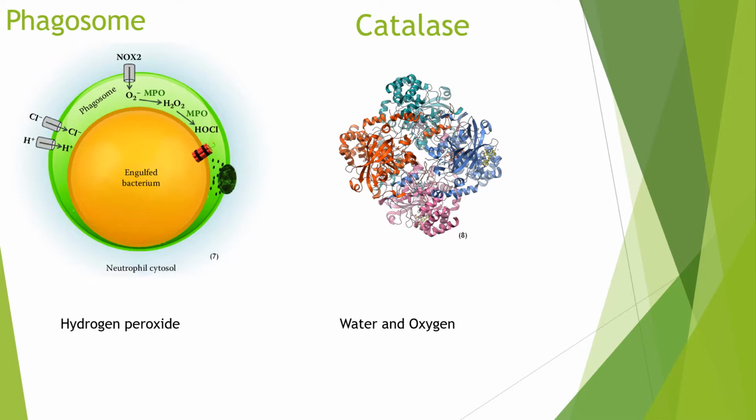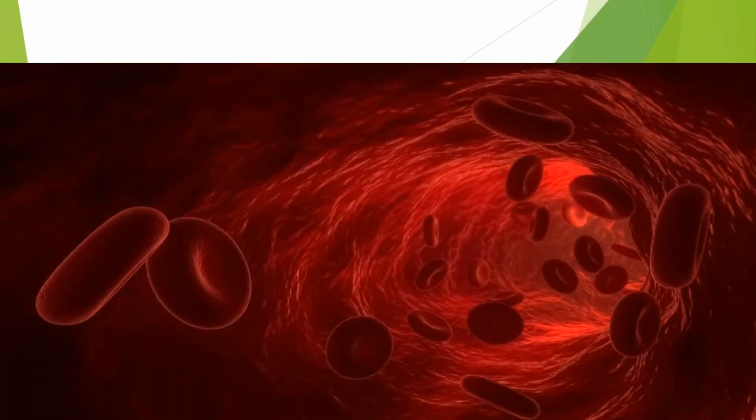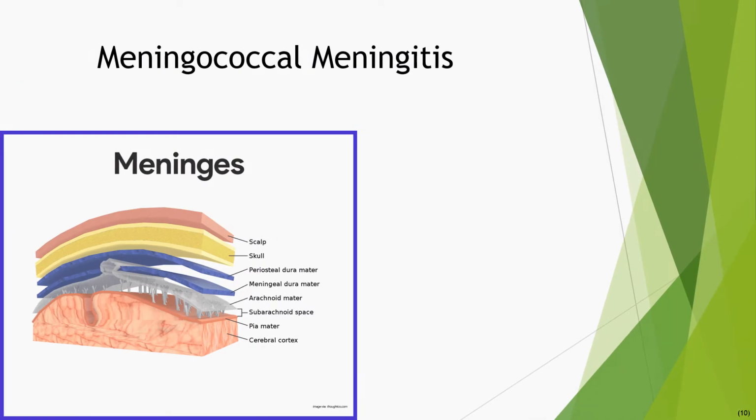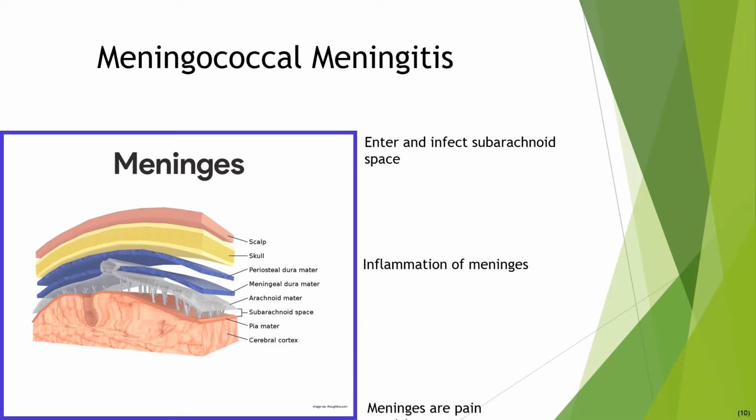Now that I'm in the cell, I use all of its nutrients and rapidly multiply till the cell bursts and boom, I'm in the bloodstream. Within the bloodstream, I easily make my way to the CSF and into the meninges. Hence, meningococcal meningitis. In the meninges, I enter and infect the subarachnoid space. I inflame the meninges, and luckily for you, meninges are pain sensitive, so you feel all of this.